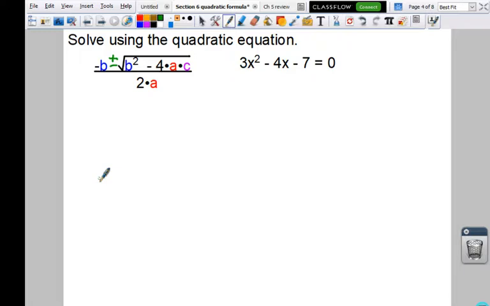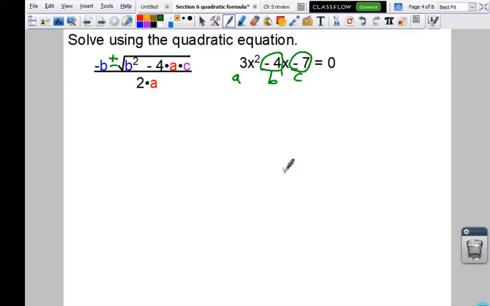Alright, so we're just going to go around and you're going to help me. Lily, what's A, what's B, what's C? 3 is A, and negative 4 is B. Perfect. And negative 6. So B is negative 4. You guys are just going to help me out though. Alright, so I got A, B, and C.